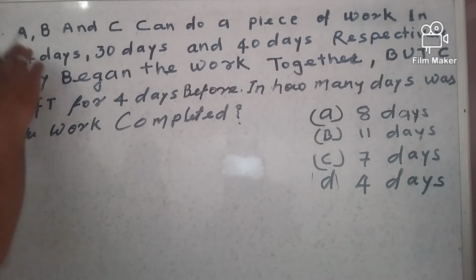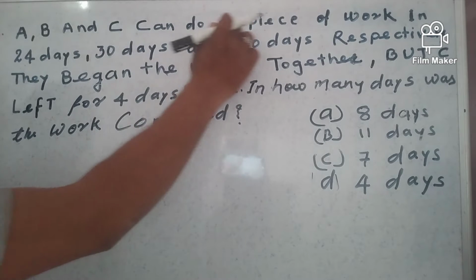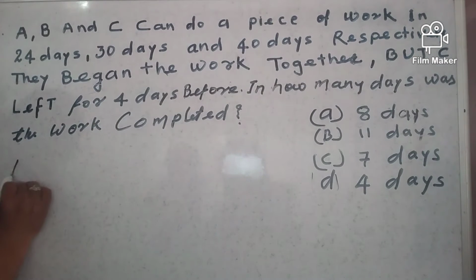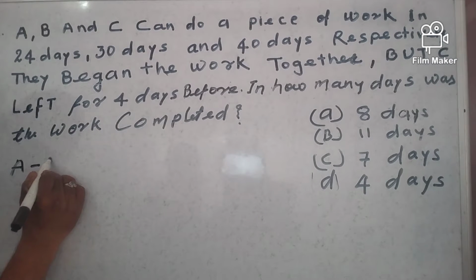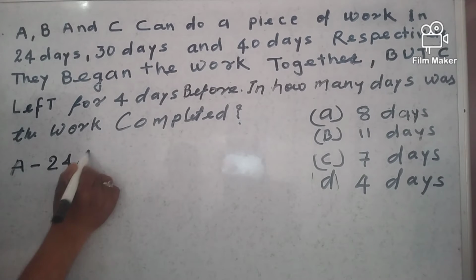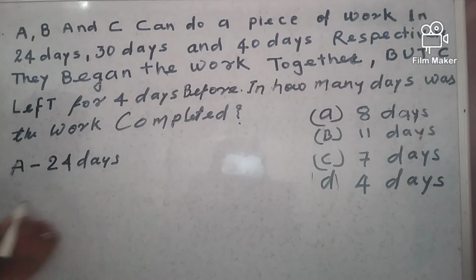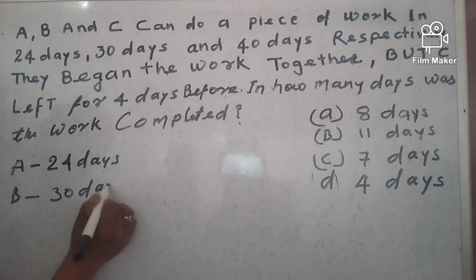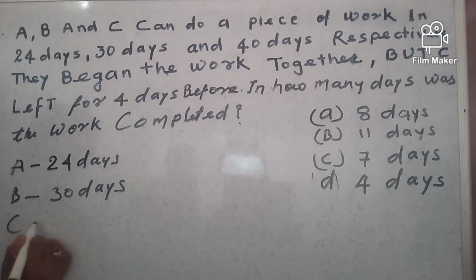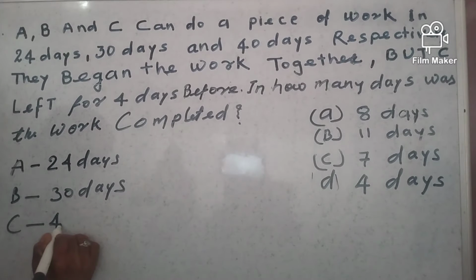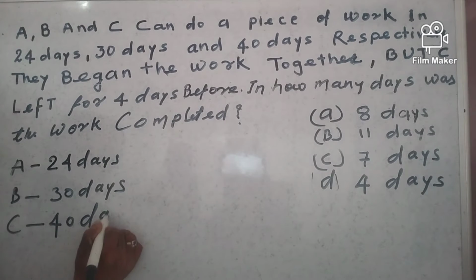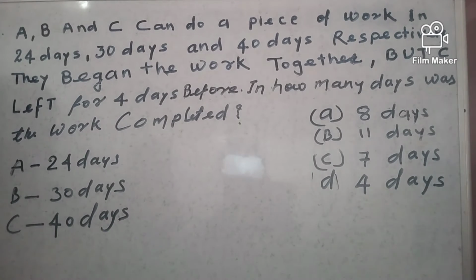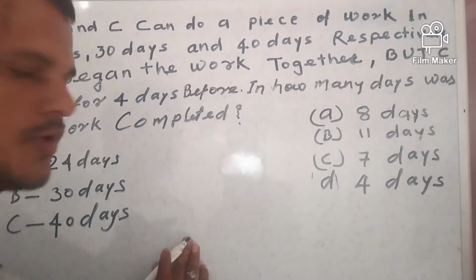So see here, A, B and C can do a piece of work. A can complete the work in 24 days, B can complete it in 30 days, and the same work C can complete in 40 days. So first of all we need to know how much the full work is.